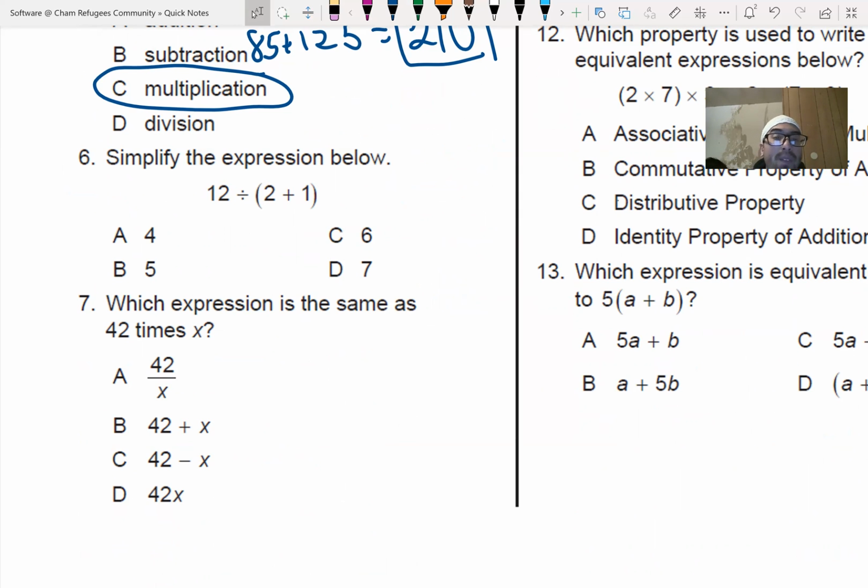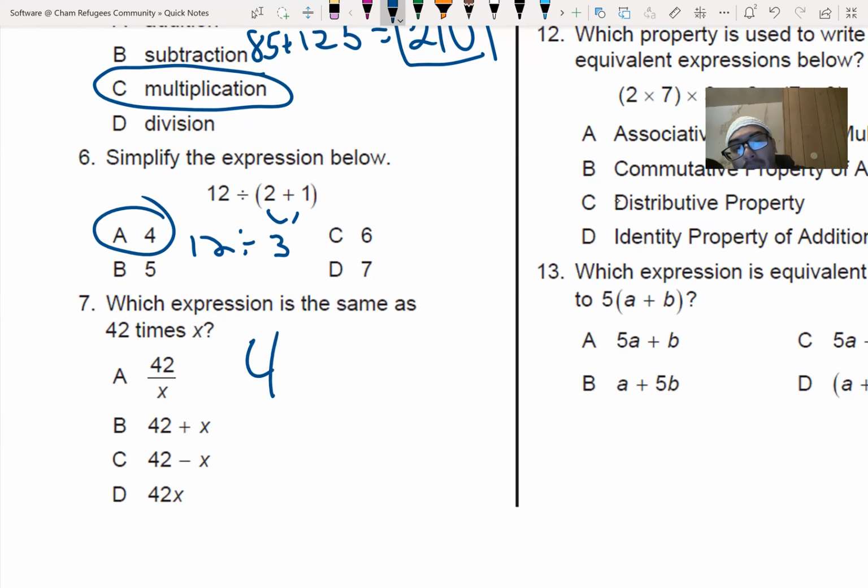So it says simplify the expression below. So now again, use PEMDAS. This one's really easy. We have parentheses, so you guys should know that's PEMDAS, parentheses. Do that first. So we go ahead and write 3, and then we write everything before it, which is divided by, and we get 12 divided by 3, which equals, yes, you said it in the back over there, Yusuf, 4 is the correct answer. Okay? Number 7, which expression is the same as 42 times x?